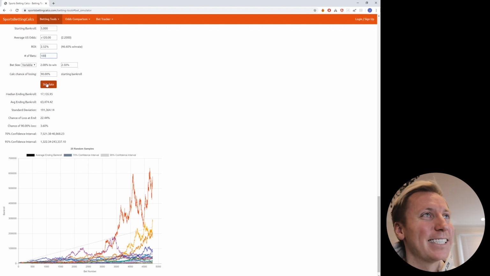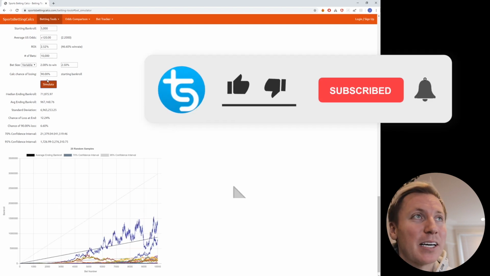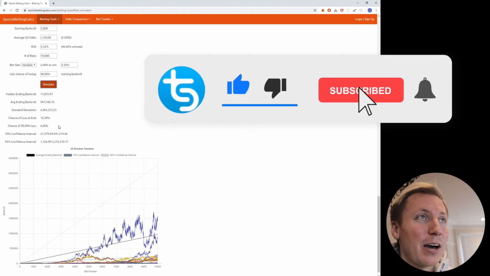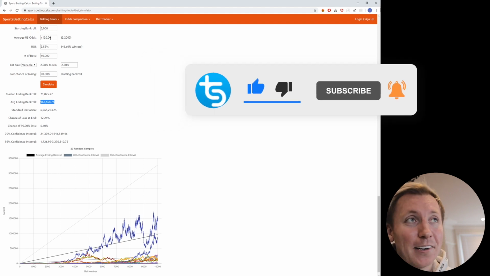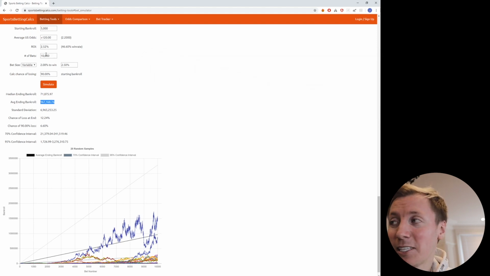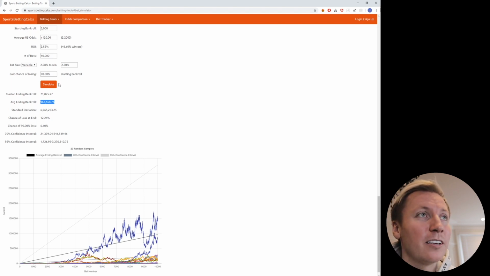Exactly. But then as you increase the bet size, this graph is just going to start looking ridiculous, because there's no way you're going to be able to place these bets. Now you have an average ending bankroll of almost $1 million after 10,000 bets, like an active year of trading. This is why bookmakers limit winning players, I guess.